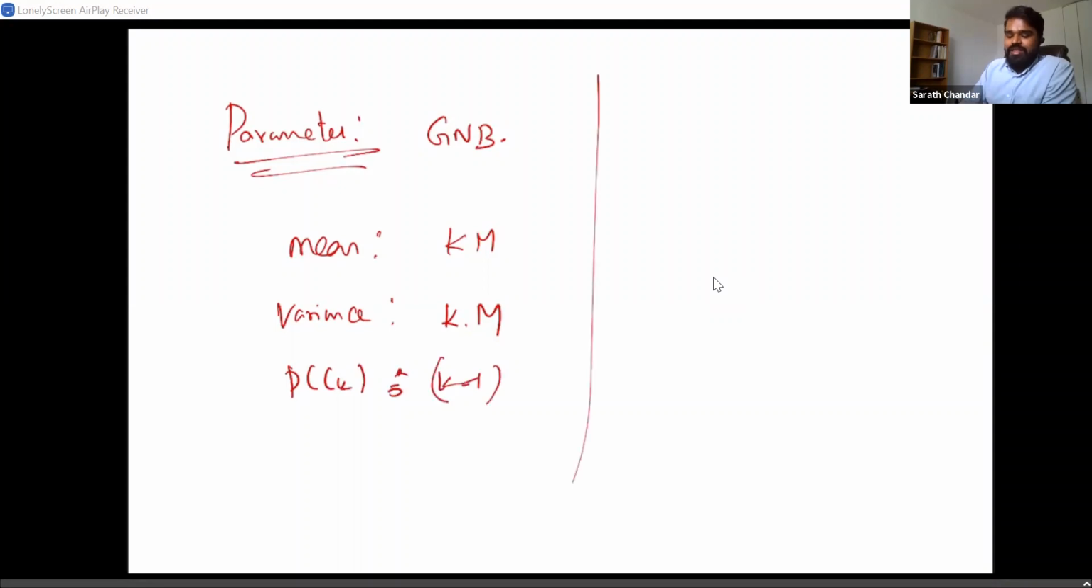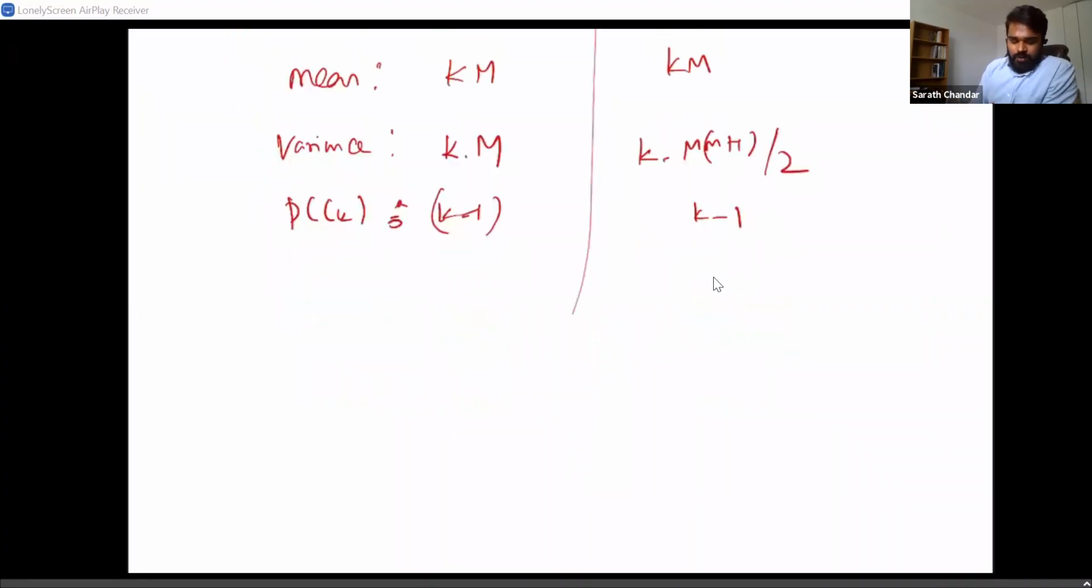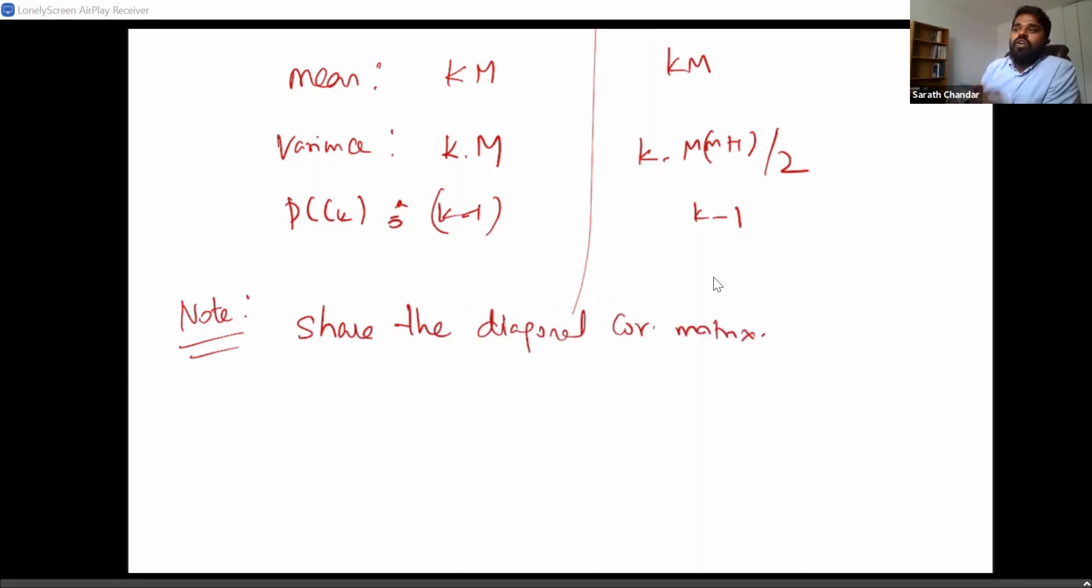Now just to compare this with QDA, QDA needs KM for the mean, K times M into M plus 1 by 2 for the variance, and K minus 1 parameters for the prior probability. So Gaussian naive Bayes requires a lesser number of parameters, but it still has a nonlinear decision boundary. Now a couple of notes. The first note is if you share the diagonal covariance matrix, you're going to go back to the linear decision boundary. So a Gaussian naive Bayes with linear decision boundary is going to be called a diagonal GDA.